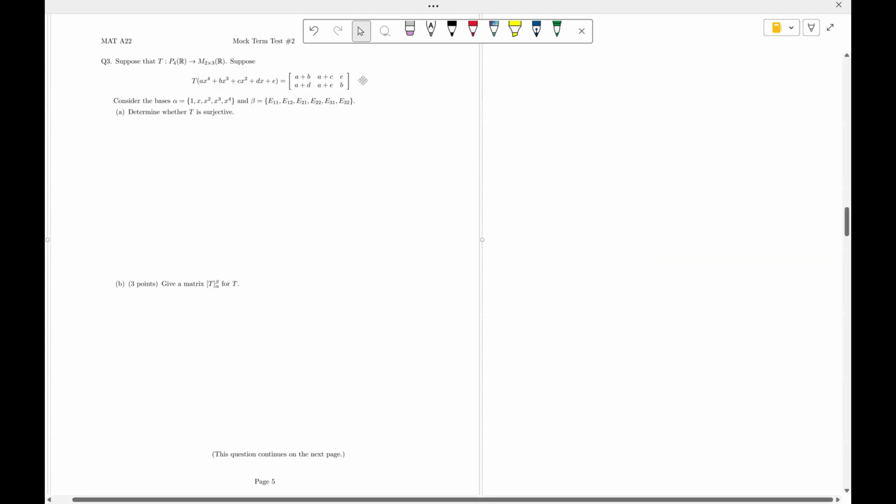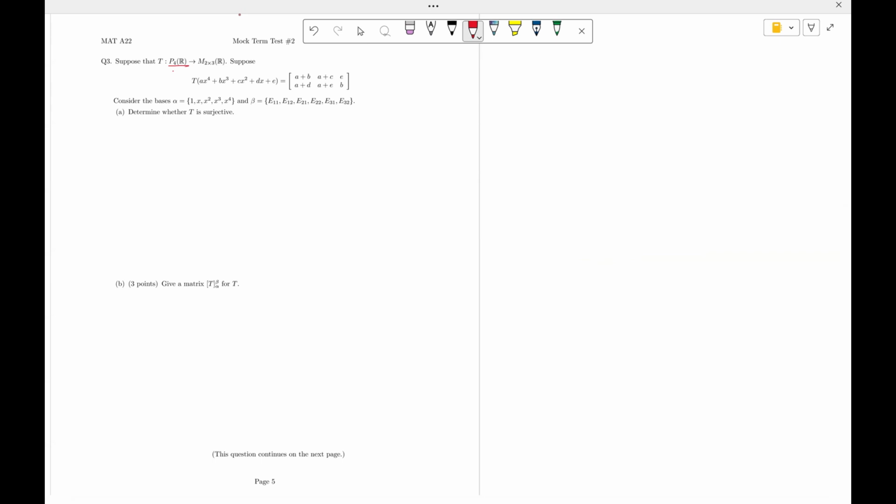Question 3, we are looking at mapping polynomials of degree at most 4 to 2 by 3 matrices. Now we're given two bases. Both of these are kind of the standard bases for their respective sets. We got the functions 1, x, x squared, x cubed, x to the 4, and the second basis, e11, e12, e22.